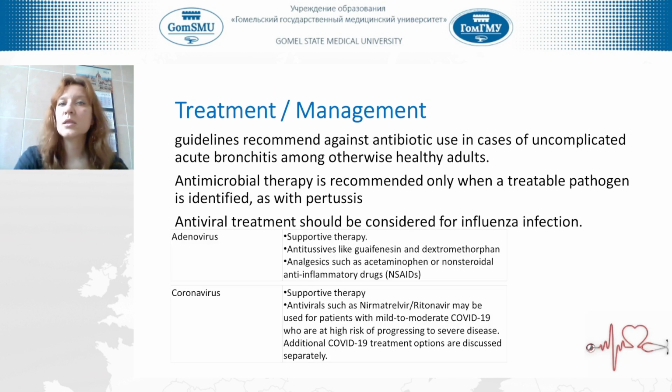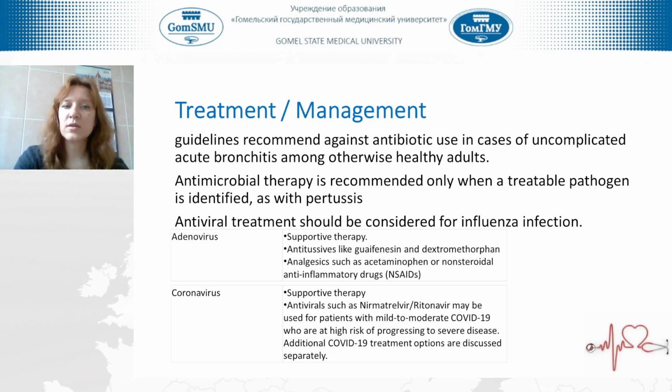Guidelines recommend against antibiotic use in cases of uncomplicated acute bronchitis among otherwise healthy adults. Antimicrobial therapy is recommended only when a bacterial pathogen is identified, such as with pertussis. So you can see that treatment should be according to the etiological factor. Antiviral treatment should be considered for influenza infection. If we know it is an adenoviral infection, it can be supportive therapy, antitussive drugs, and NSAIDs.